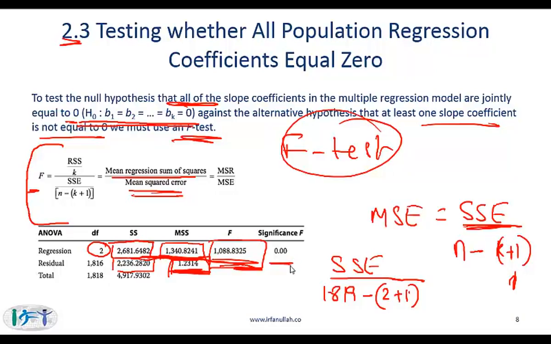Based on this, what can you say? You can say with a lot of confidence that at least one of the coefficients is not 0. So we can reject the null with a lot of confidence. That is the point over here.